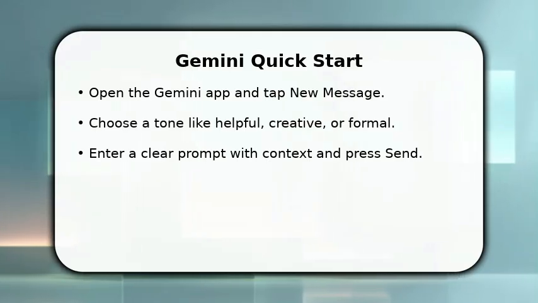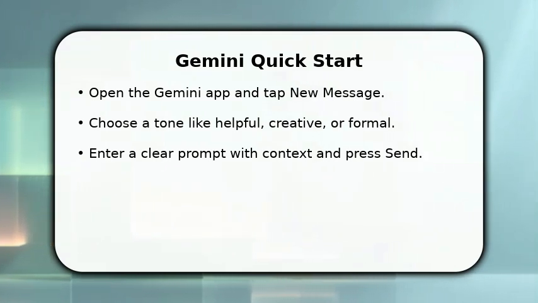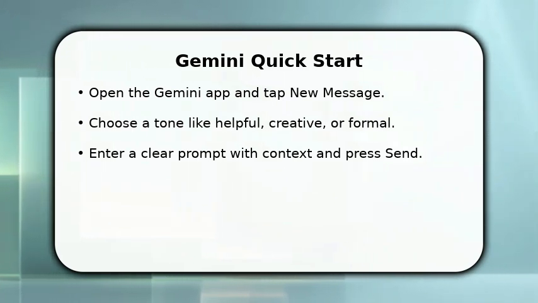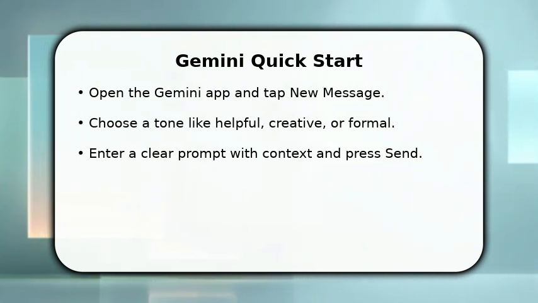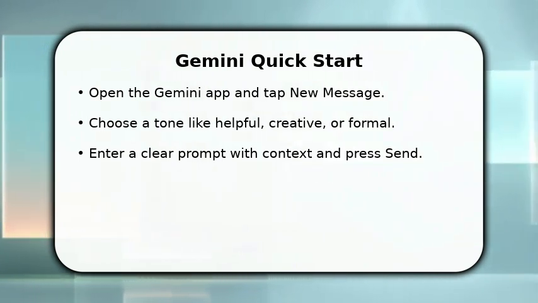In this video, I will explain how to use Gemini Message, Easy Method. Open the Gemini app, tap New Message, and choose a tone that matches your goal. Write a concise prompt with context, role, and desired output, then press Send to generate a reply.